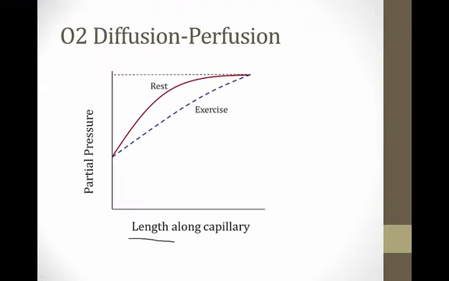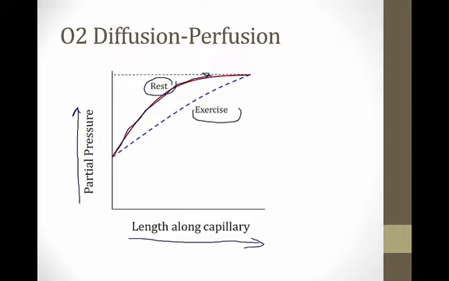So let's talk about what this would look like in a picture. On the x-axis here, I've drawn the length along a capillary in the lungs. On the y-axis, I've shown the partial pressure of oxygen. And at rest, you follow a curve like this red line I've drawn here. At rest, the blood is moving relatively slowly through the lungs, so the oxygen level rises rapidly as it moves along the capillary and quickly reaches the maximum amount and then levels out.